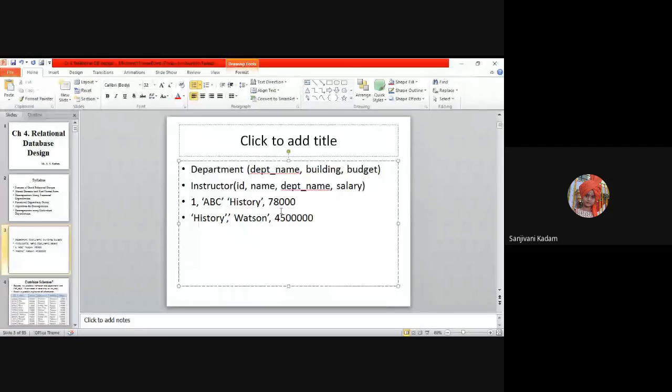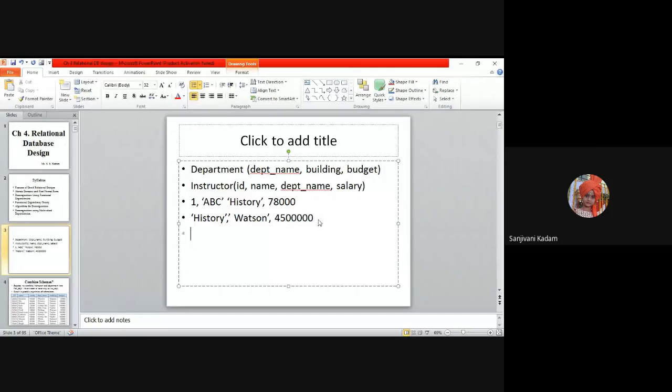Now if we try to combine these two schemas together, how can we? In order to combine these two schemas, the common attribute between these two is department name. It means that if I want to have a common schema, I cannot make department name a primary key here. Even though this is a primary key in the department relation, I cannot make it a primary key in the instructor relation, because in the instructor relation there may be multiple instructors belonging to a single department. That's why we cannot make department name a primary key in the combined schema.